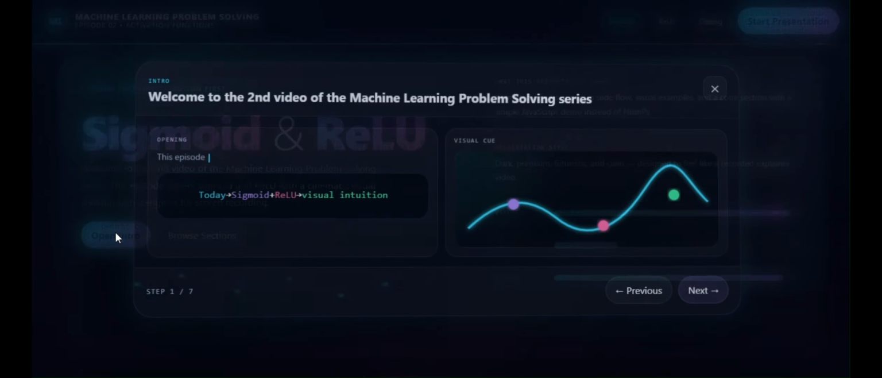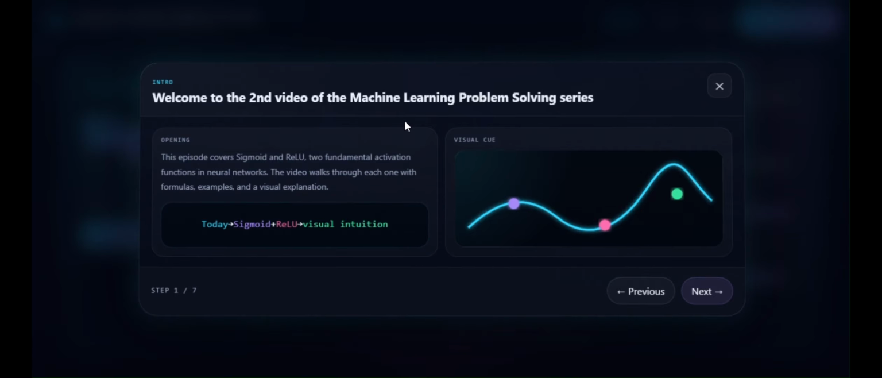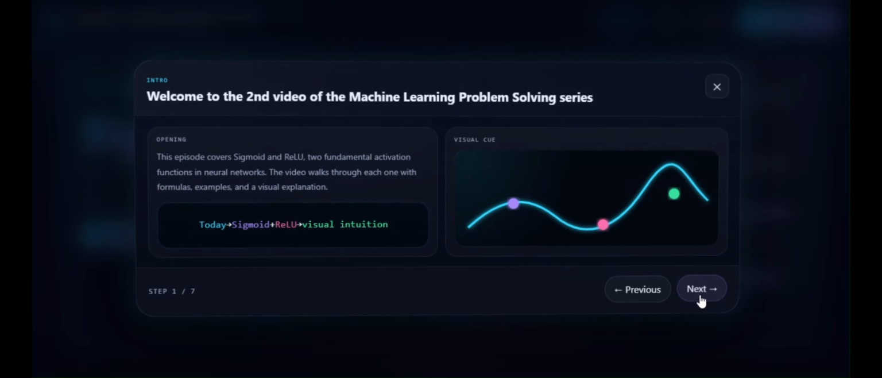In the previous video, we solved gradient descent, and today we are going to understand two of the most important activation functions in deep learning, sigmoid and ReLU. We will understand what activation functions are, why neural networks need them, and how sigmoid and ReLU actually work visually. By the end of this presentation, you will clearly understand why these functions are used and why they are so important in neural networks.